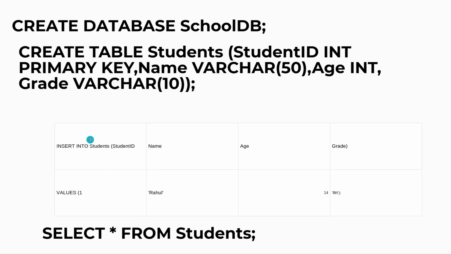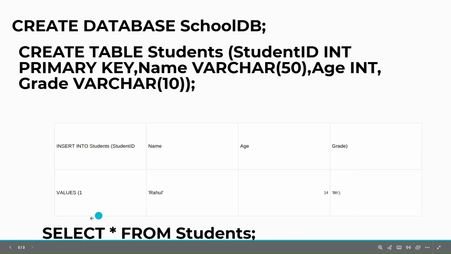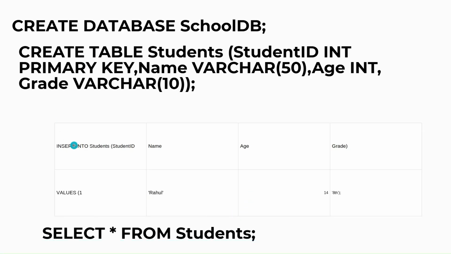So here, see, we have the values, with column names as name, age, and grade. The values are: ID is 1, name is Rahul, age is 14, and grade is 8. Okay. So now we have to give select star from students. So this is all about the query.